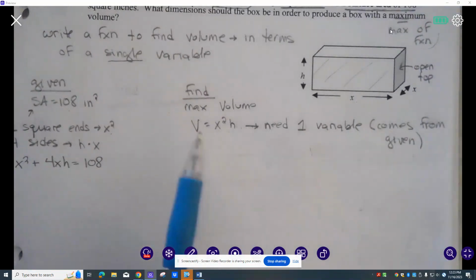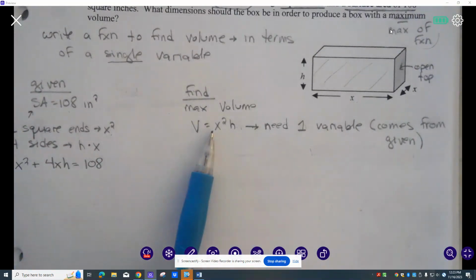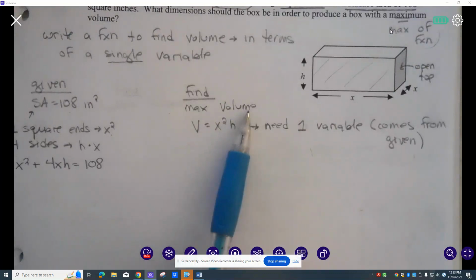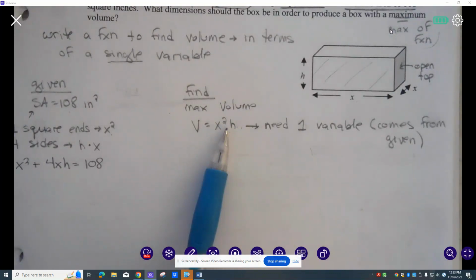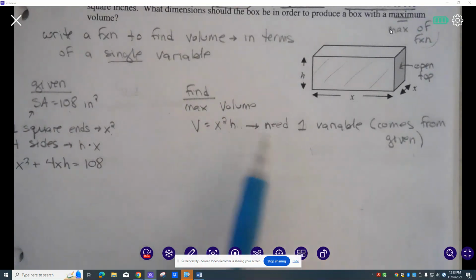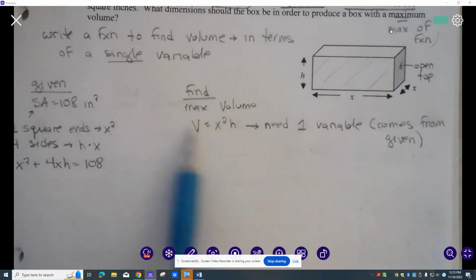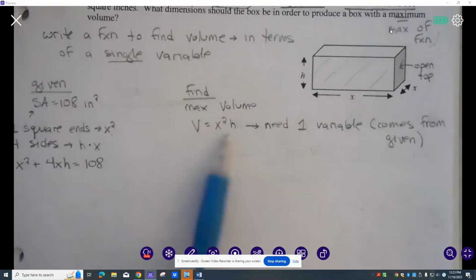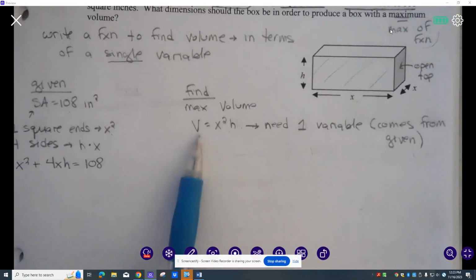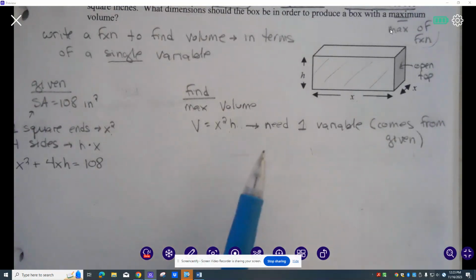This is what we're trying to find: what is the maximum volume of this box? The volume is always length times width times height, but in this case our length and width are the same, so the volume is x squared h. We're going to take the derivative of this, since we're finding the max of this function. Take the derivative, set it equal to 0, solve for our variable, verify it's a max, and then say, okay, those are the dimensions that give max volume.